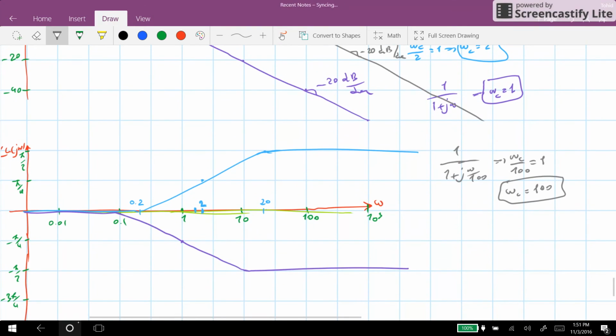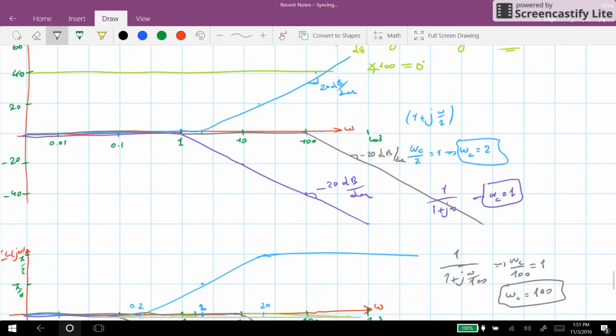And in terms of phase, we will have 0 degrees until 1 decade before that. Right at that frequency, we will have minus pi over 4, and 1 decade afterwards, we will have minus pi over 2, so this will indeed be the phase plot for the last component.